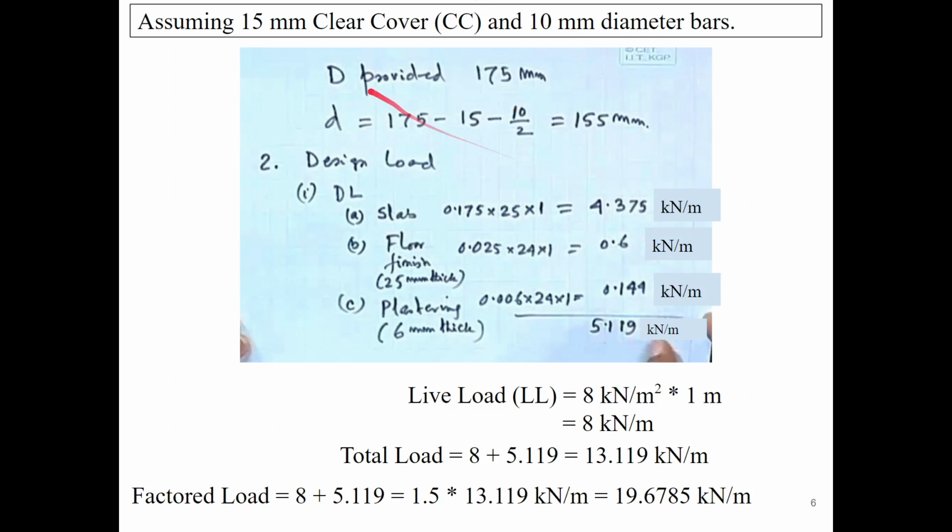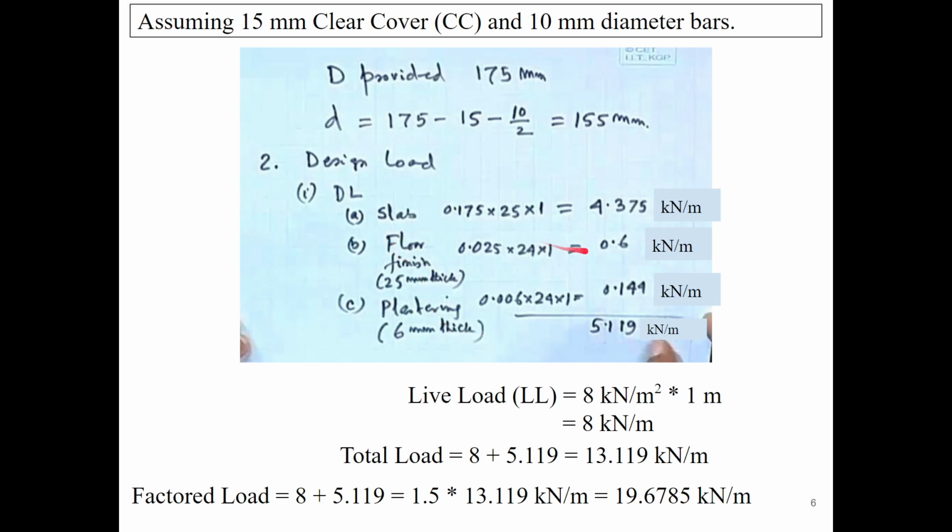So D provided, the total actual depth provided, is 175 mm. So effective depth will be 175 minus 15 minus half of 10, which comes out to be 155 millimeter. Now let us calculate the design load. For the design load, we have to consider dead load and live load. Dead load basically will come from slab, floor, and plastering.